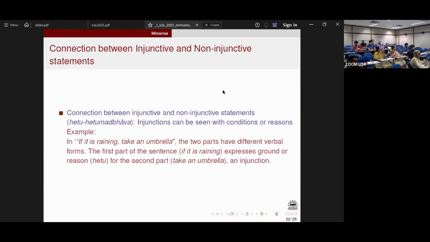Take an umbrella is an injunction. You should take an umbrella. But when do I take an umbrella? If it is raining, take an umbrella. So "if it is raining" becomes a reason for doing that particular action.